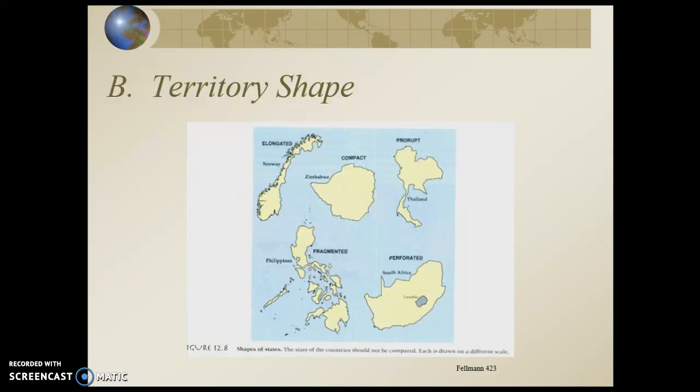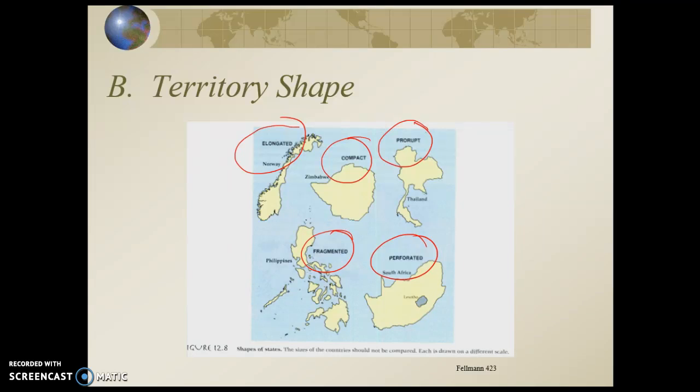So we're going to talk a lot about territory shape in this lecture. There are 5 different types of shapes of territories: elongated, compact, prorupt, fragmented, and perforated. And each of these shapes of states leads to some different advantages and disadvantages with the way that people within the state relate to each other, either culturally or politically.